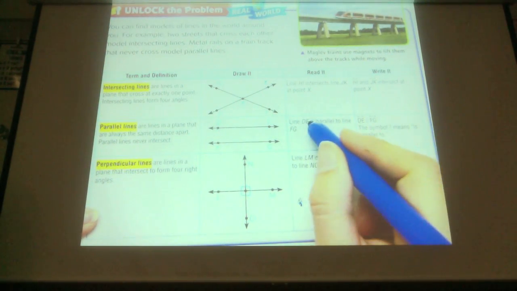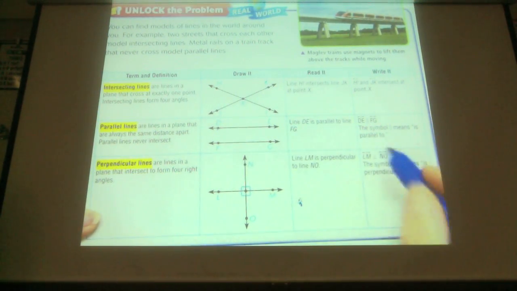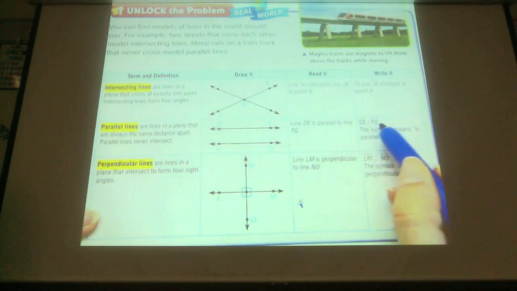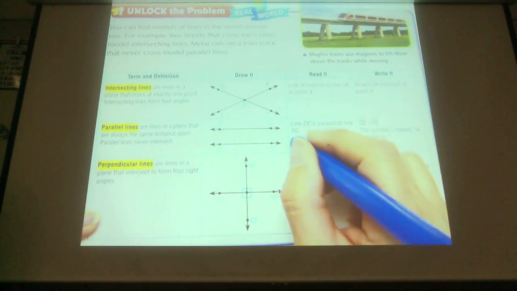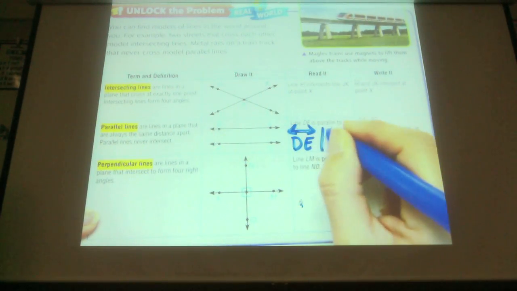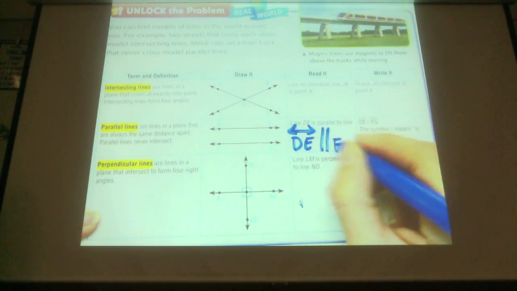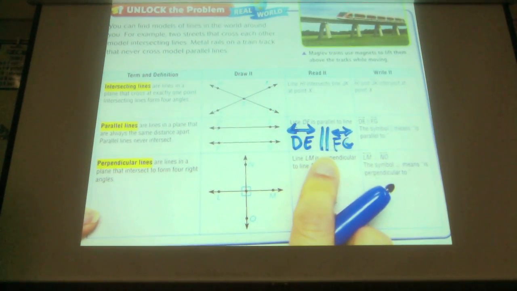Okay? Line DE is parallel to line FG, is how we would say it. And this is how we would show it. Line DE is parallel to FG. Let me show you what that looks like in bigger form. Line DE is parallel to FG. They're parallel lines, so it makes sense.